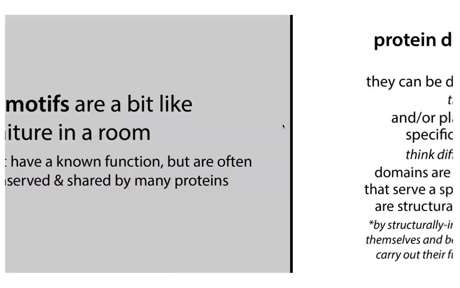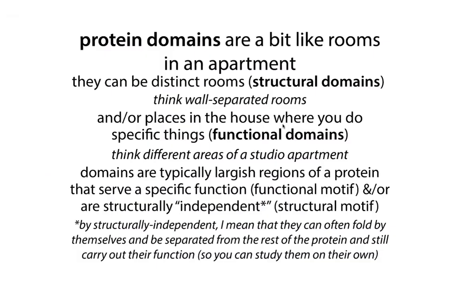And now let's talk a little bit about domains. If motifs were like our furniture, domains are like our rooms. So sometimes these can be distinct rooms, like if you're in an apartment that has actual doors between your rooms. So think of wall-separated rooms. But they can also be places in the house where you do specific things. So these can be functional domains, which may or may not be actually separated.